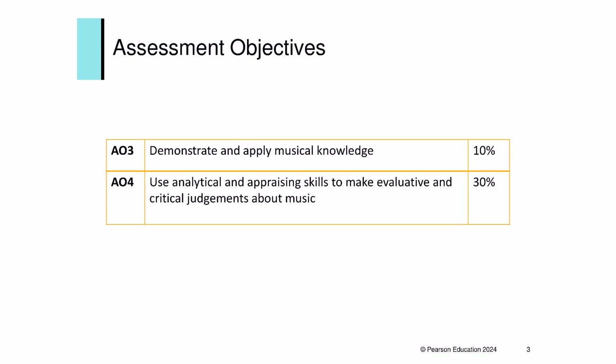Unlike GCSE Music, they are not weighted the same. Only 10% of the overall qualification is fulfilled by AO3, rather than 20% at GCSE, and 30%, the same as performance and composition, is given to Assessment Objective 4. Therefore, the emphasis we need to get across to students is not demonstrating and applying musical knowledge, but to use analytical and appraising skills to make evaluative and critical judgments about the music. This is a huge change of perspective.